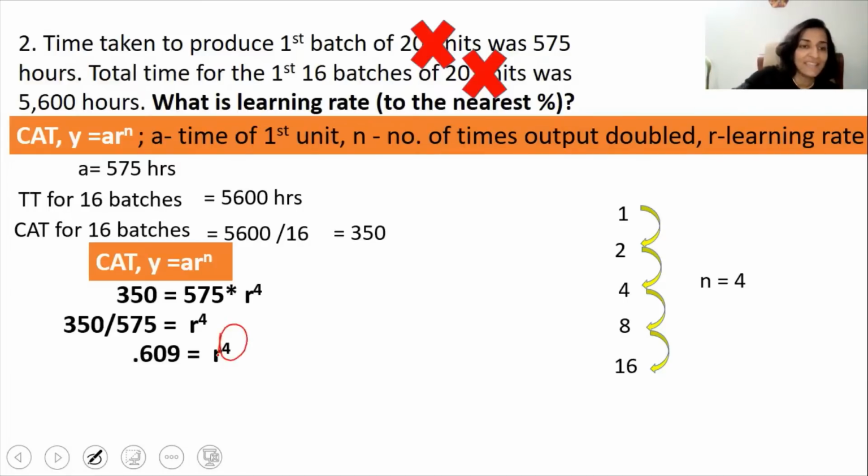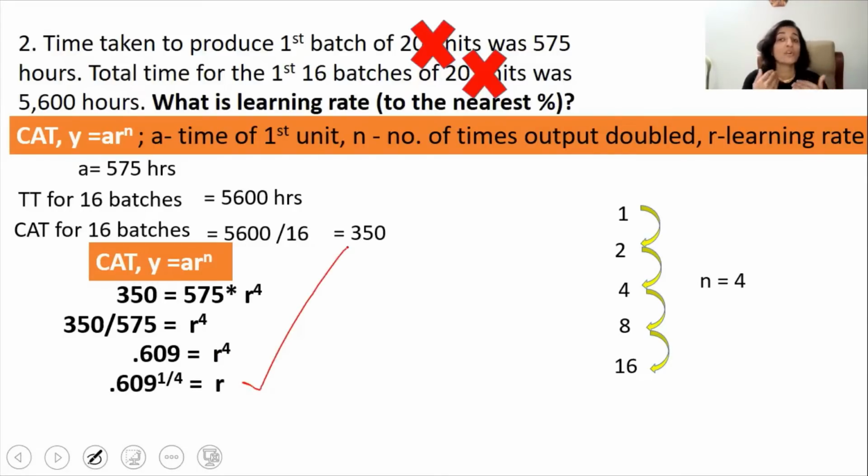And when you take the exponent 4 to the other side of the equation, what happens? It's 0.609 raised to 1 by 4. Hence 0.609, the whole raised to 1 by 4 is equal to R. And what is 1 by 4 equal to? 1 by 4 is nothing but 0.25.